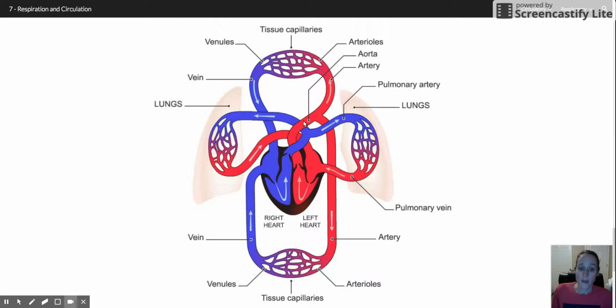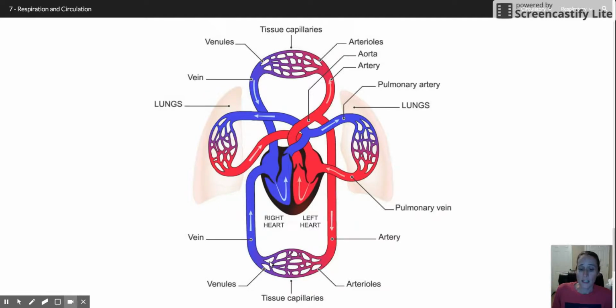Okay, and now you have two choices here. So the aorta splits, and you can either go up to the brain and the neck, or you can go down to the rest of the body. So if we go down, we're in this artery, and then we get into these capillaries inside the tissues all throughout your body, okay? The capillaries is where oxygen exchange happens. It's where nutrient exchange happens.